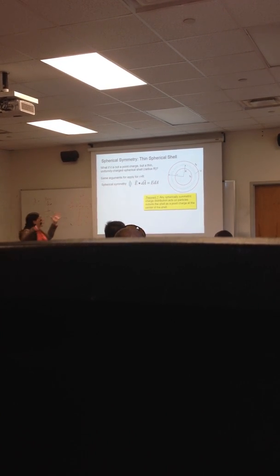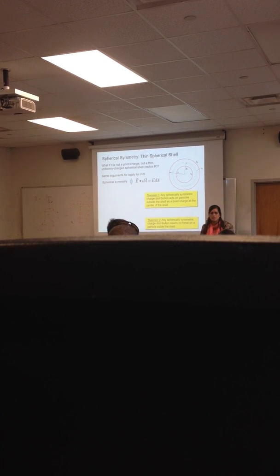So theorem 1, any spherically symmetric charge distribution acts on particles outside the shell, we talked about this just now, as a point charge at the center of the shell. That's theorem number 1. We will prove this with Gauss's law, and it's going to be beautiful. Theorem 2, any spherically symmetric charge distribution exerts absolutely no force on a particle inside the shell. What does that mean? The electric field inside the shell has to be 0. We've talked about that, we've seen that before. So how do we get these theorems? What do we do next?